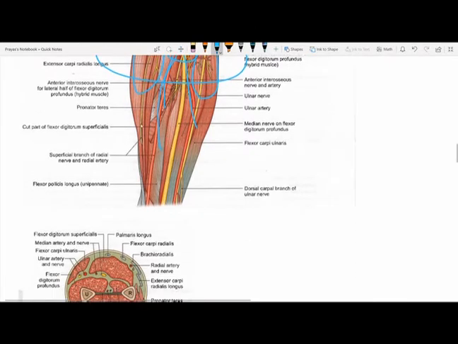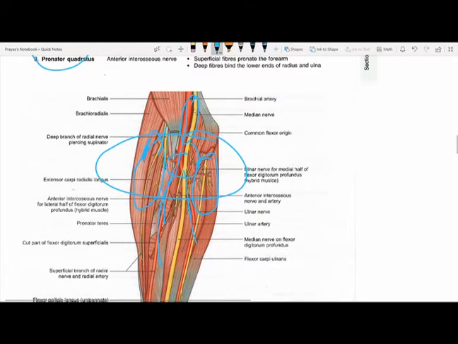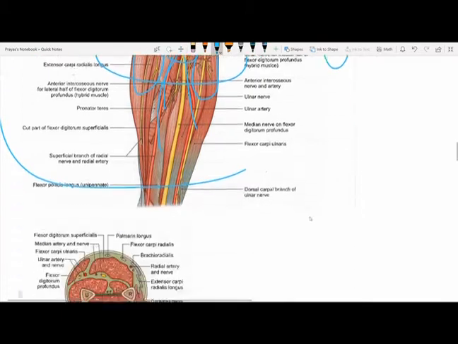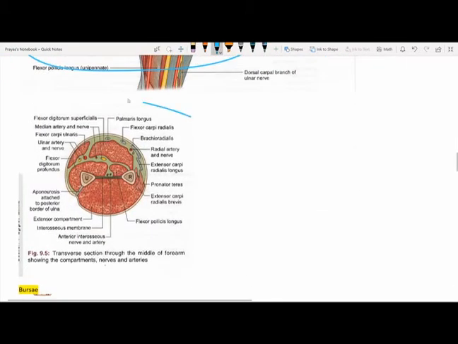This is a really good diagram. I really like this diagram. It showed the relationships between the nerves, blood vessels, and the muscles surrounding them. So this is a really good diagram. Very good diagram, thumbs up for this one. And this is also another important diagram.